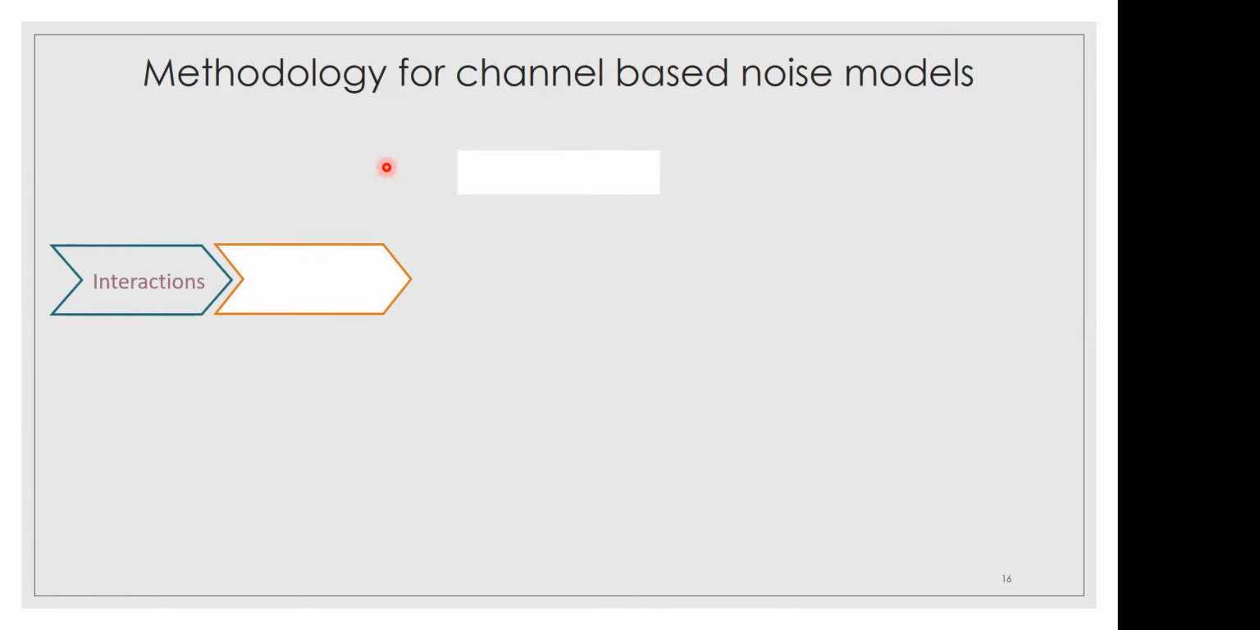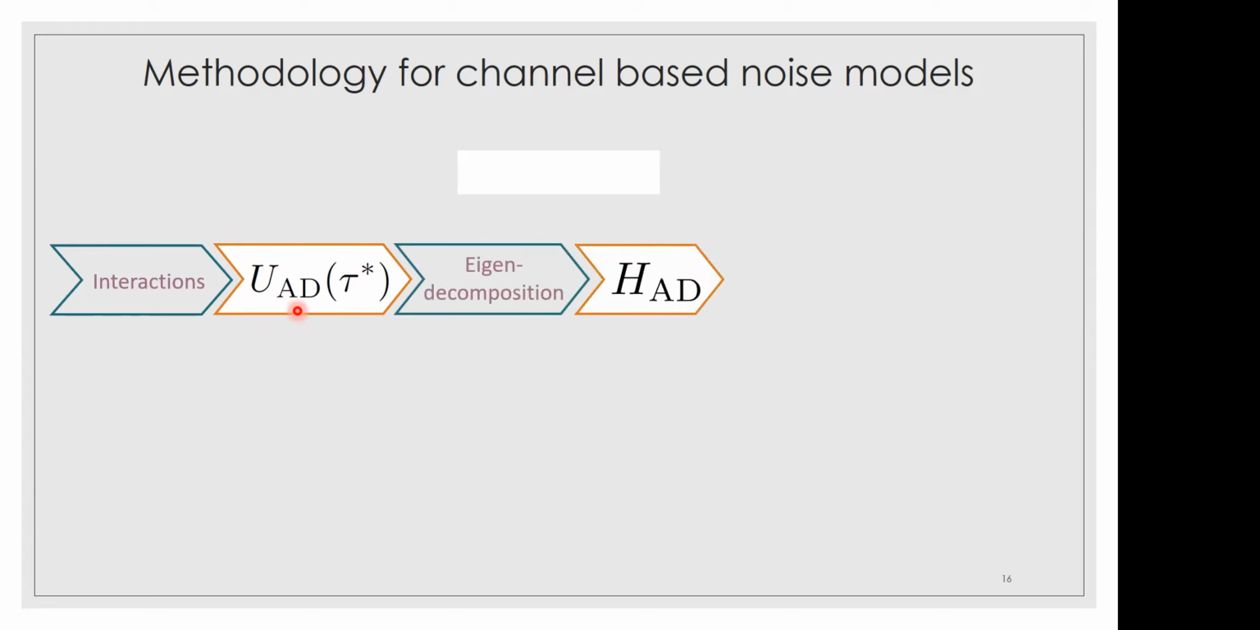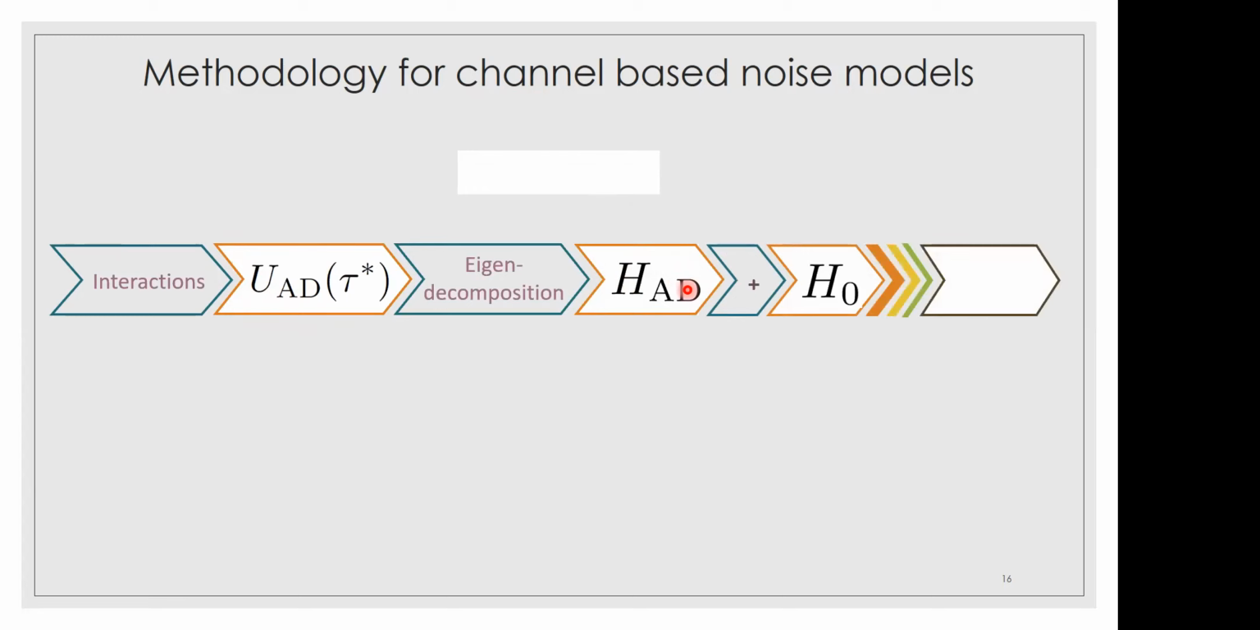The main steps that we follow here are that we know the interactions that happen in such noise models. That is, we know the unitary time evolution operator, which corresponds to the noisy evolution because of these interactions. We perform an eigendecomposition and obtain the corresponding Hamiltonian, which just corresponds to the noisy dynamics. Add it to the intrinsic Hamiltonian of the clock to get H int, which is the sum of these two. The assumption that we make here is that the environment does not have an evolution of its own.